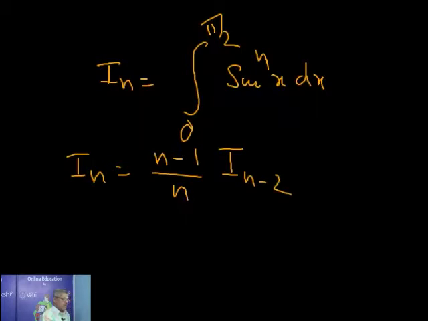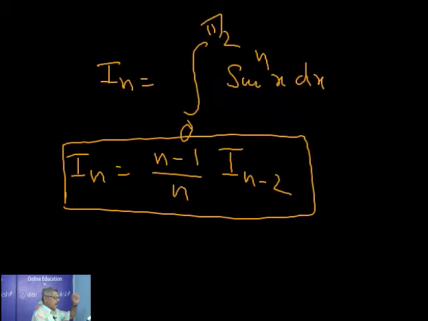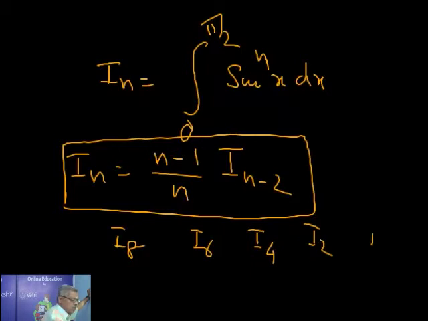What's the advantage of this? Once you know I8, we can express I10 in terms of I8. Once you know I6, we can express I8 in terms of I6. Once you know I4, we can express I6 in terms of I4. Once you know I2, we can express I4 in terms of I2. And I2 in terms of I0. We are going on diminishing by 2.